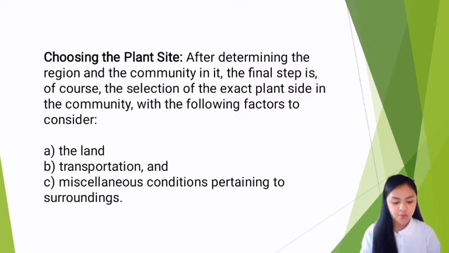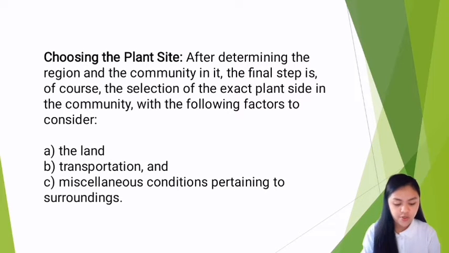The second is transportation. The other factor second in importance is transportation, whether the site is readily accessible by motor, water, or air transportation as may be required. Could employees, for instance, reach the place even with or without transportation of their own? Will the roads enable easy entrance of raw materials and supplies and easy exit of products?